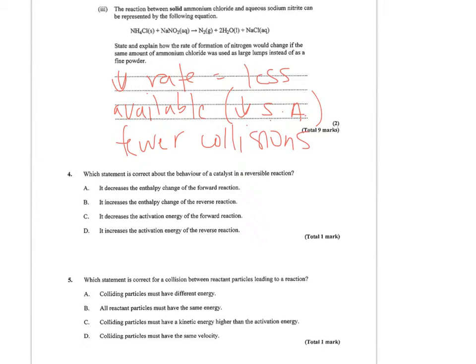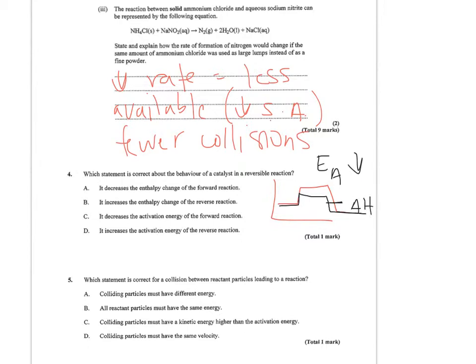Number 4 asks, which statement is correct about the behavior of a catalyst in a reversible reaction? So you have to remember, you should have this little image in mind. It doesn't matter if you're thinking exothermic or endothermic, but a catalyst brings this area of the graph lower. So it decreases the activation energy for both the forward and the reverse reaction. So the enthalpy change, however, the difference in energy between bond making and bond breaking, this stays unaffected.